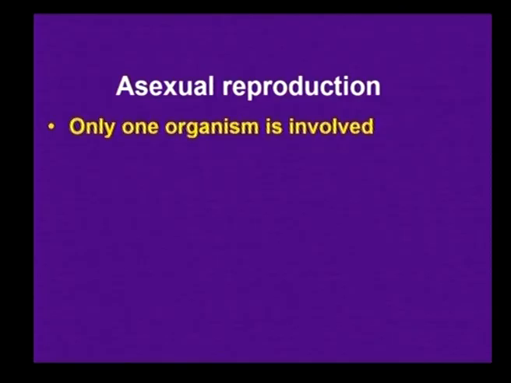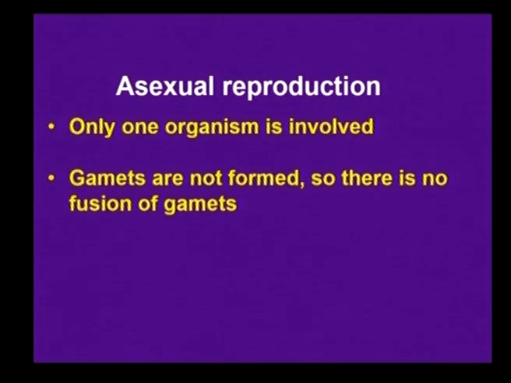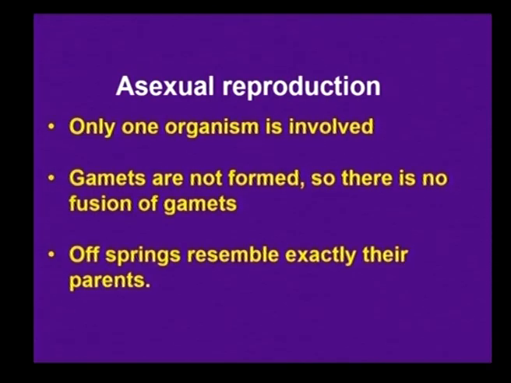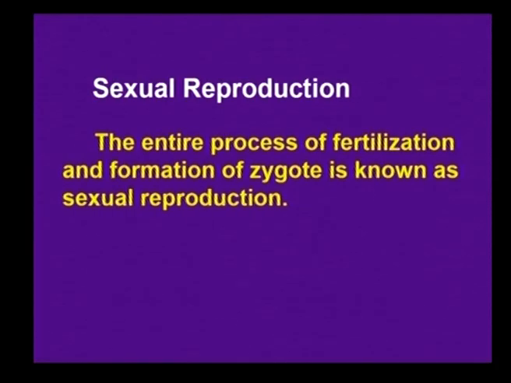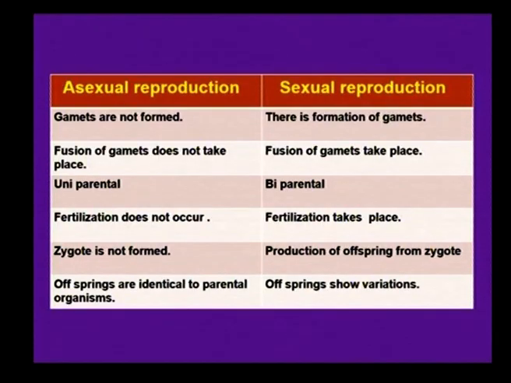There are two types of reproduction. Asexual reproduction is the process in which only one organism is involved. Here gametes are not formed, so there is no fusion of gametes. Offspring resemble their parents exactly. Sexual reproduction is the entire process of fertilization and formation of zygote. These are the differences between asexual and sexual reproduction.